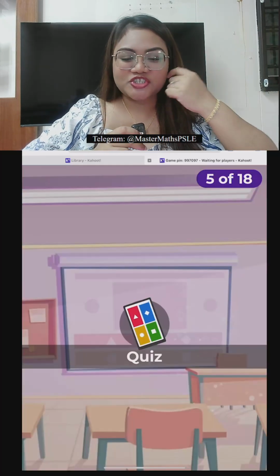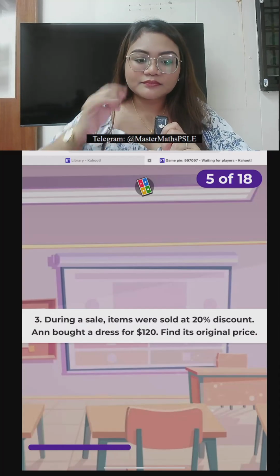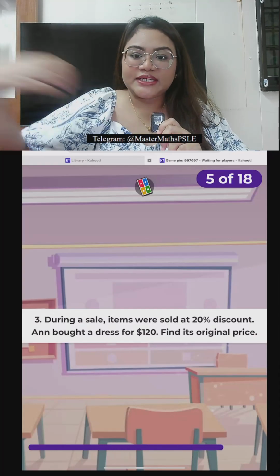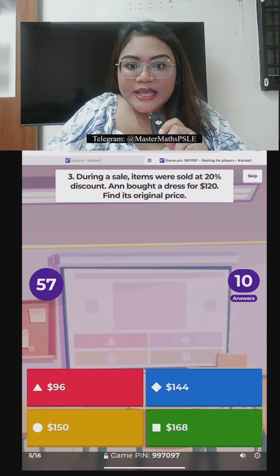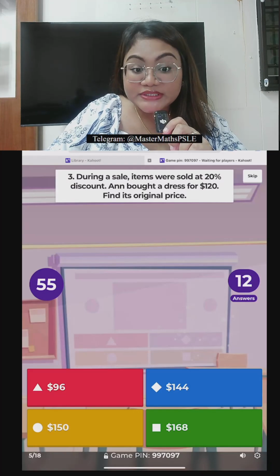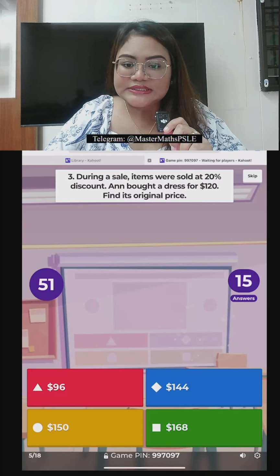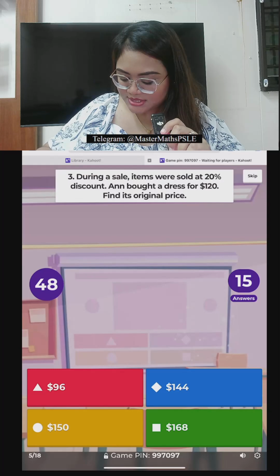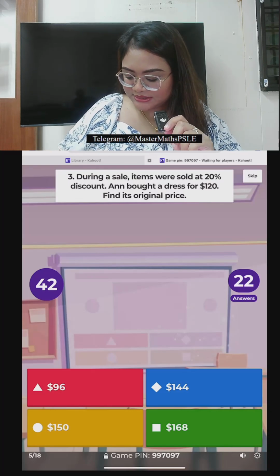Let's move on to question 3. We will have double points questions today, okay? All right, let's take a look at the next one. During a sale, items were sold at 20% discount and I bought a dress for $120. What is the original price? How much is this original price that we want?